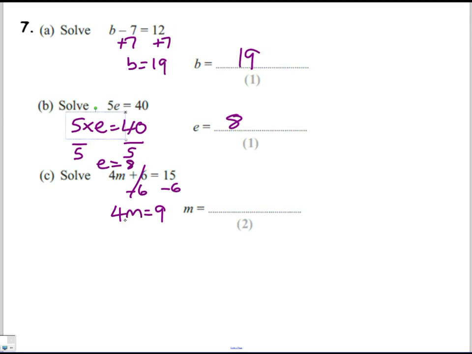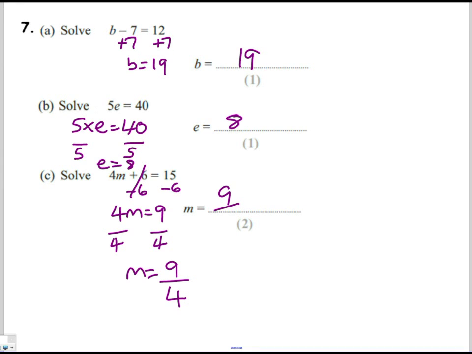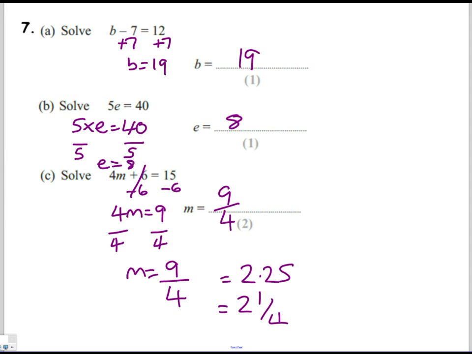Then, because we've got 4m, and 4m means 4 times m, to get m on its own, we do the opposite, which is divide by 4. So we have to divide by 4 on this side. So m is equal to 9 over 4. And that would do as an answer. If you want to use your calculator and divide 9 by 4, then that's 2.25. It's 2 1/4. Any of those answers would be correct.